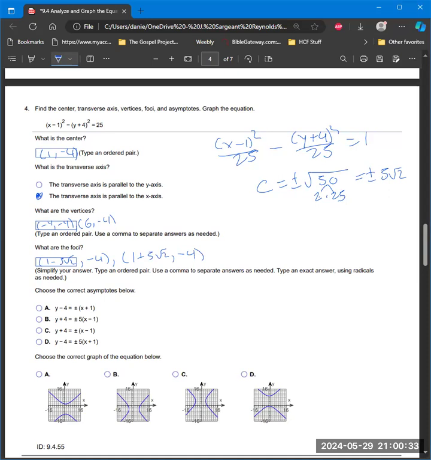And my asymptotes are going to be at y + 4 equals plus or minus 5 over 5, which is 1, times (x − 1). So that's going to be C. And this one is going to open left and right, not up and down. The center is at (1, −4). So that is B.